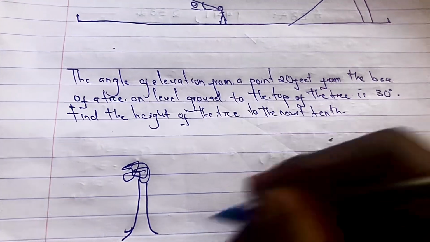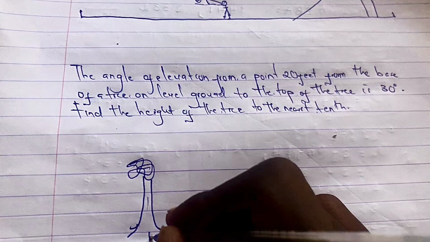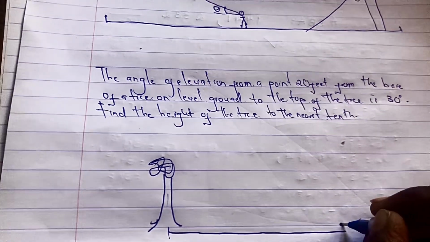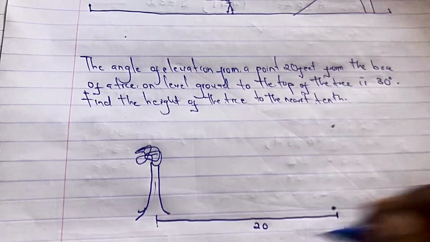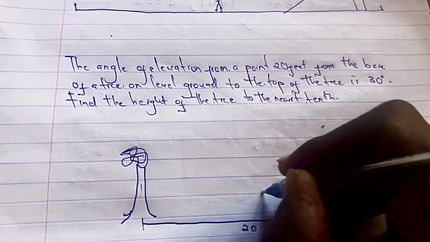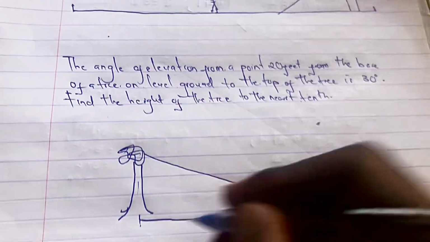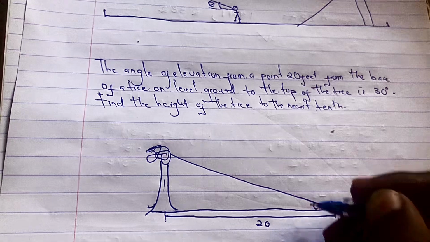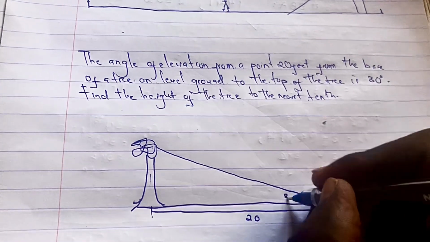From the base. So that means that if this is the tree, and this is the point, the distance between them is actually 20 feet. Are we together? And they're saying the angle of elevation from this point looking up to the tree is, remember this is our base, this is our ground here, but use a straight line, 30 degrees.